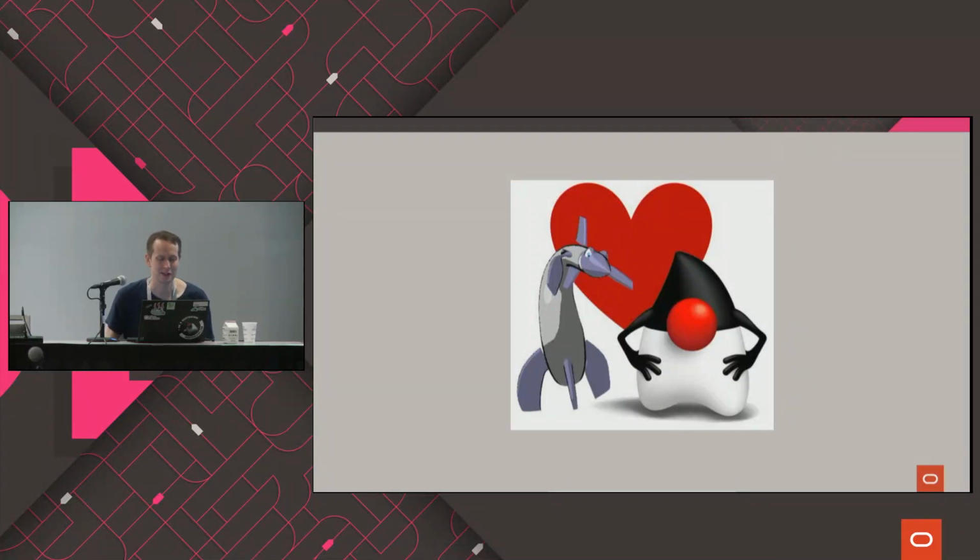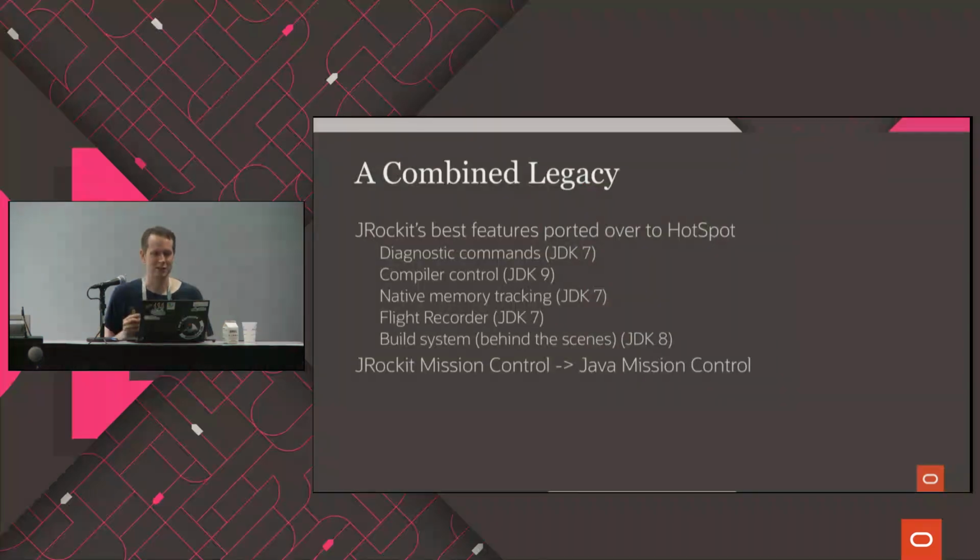And so eventually, the JRocket people and the Sun Hotspot people, even though they had competed against each other for a very long time, ended up working on the same team. And a lot of these technologies ended up getting merged. And so even though JRocket itself no longer really exists in any kind of usable form, the legacy of JRocket, a whole bunch of things that JRocket pioneered, got brought over into the Hotspot world.